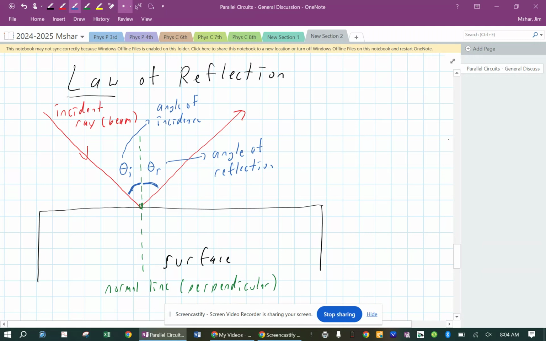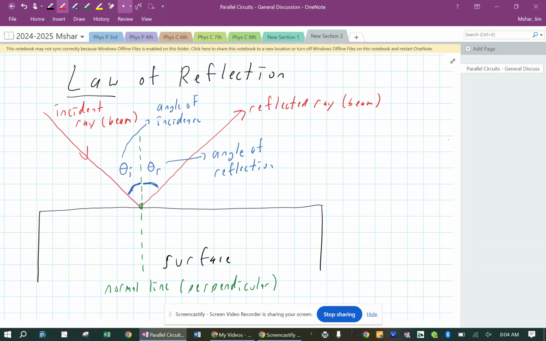Okay. And of course, the beam is called the reflected beam or ray, reflected ray or beam. And again, you'll hear me use both, like so. Okay. So that's really simple. It's the law of reflection.